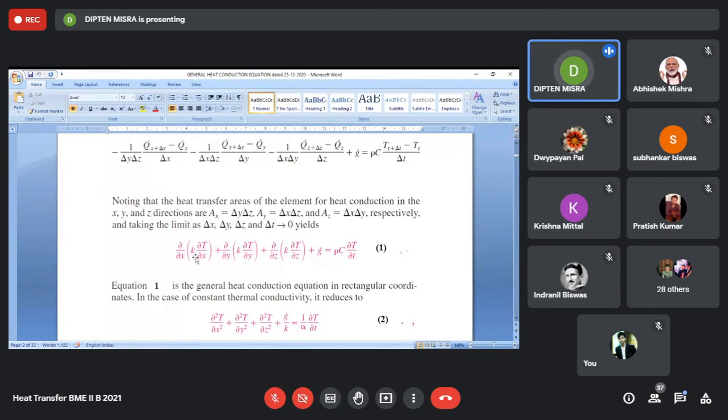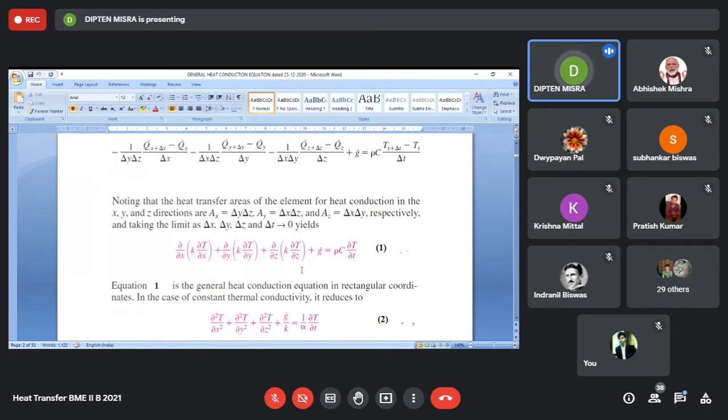But at the same time, this indicates a few things. Let me tell you what those things are. This is an equation that is valid for three-dimensional heat flow, when the heat flows along x, y, and z direction because of temperature variation along x, y, and z. That is indicated by the nature of this equation, because as we see, there is a temperature gradient along x, temperature gradient along y, and temperature gradient along z.